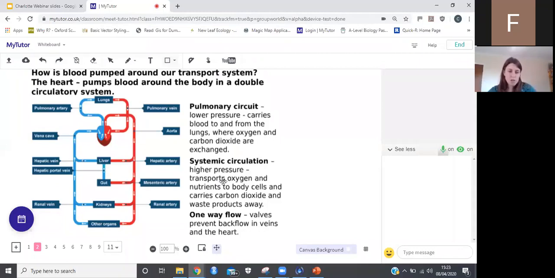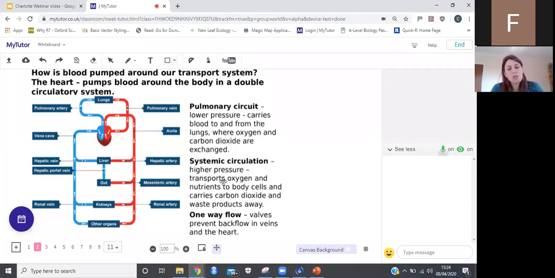Now, different parts of our bodies are quite a long way from the heart. If you think of the distance from your heart to the tips of your toes, it's a long way. So the systemic circulation tends to be under higher pressure. It transports oxygen and nutrients to body cells and carries carbon dioxide and waste products away.